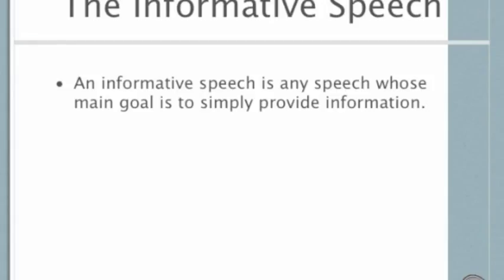The informative speech is any speech whose main goal is to simply provide information. So all you're trying to do in the speech is share information, not convince anyone of anything, just give information. Much like telling directions, talking about a movie that you saw, or maybe even the history of the Minnesota Vikings, are forms of informative speech. You do these every day whenever you're talking to people.